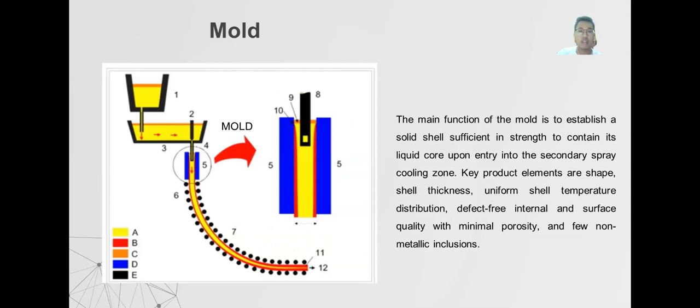And then this is a schematic picture of the mold. The main function of the mold is to establish a solid shell sufficient in strength to contain its liquid for even entry into the secondary spray cooling zone. And then the key product elements are shape, shell thickness, uniform shell temperature distribution, and defect-free internal and surface quality with minimal porosity and few non-metallic inclusions. This mold is usually made from copper.